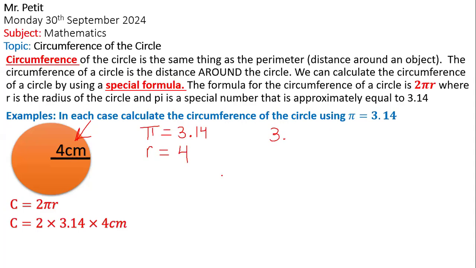Excuse me, Mr. Petit. I've finished the question already. What's that, Harmony? No, it's one of your newer students. What's your name? Ty. Last name? Clark.